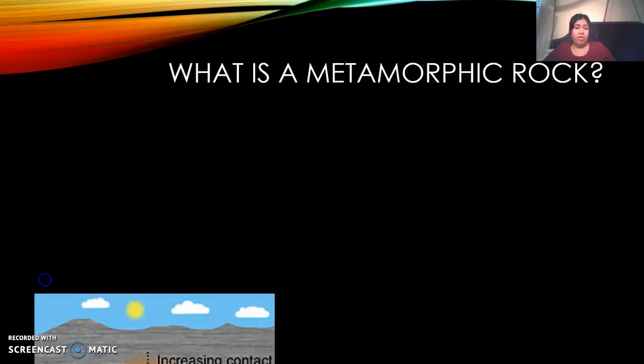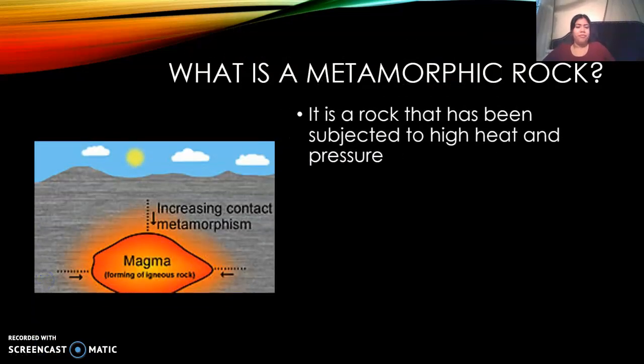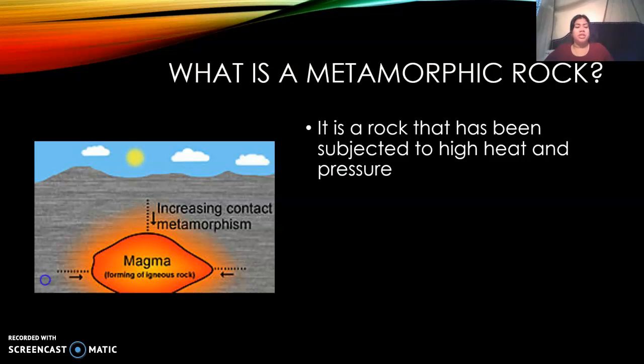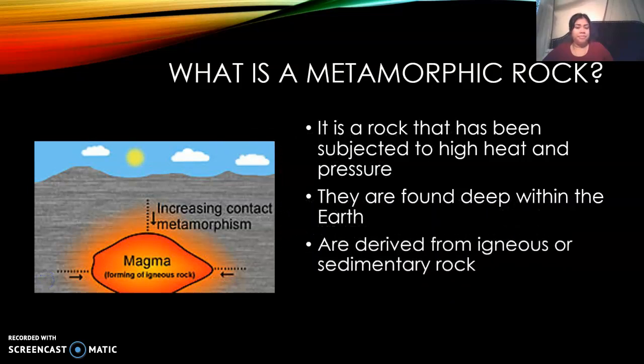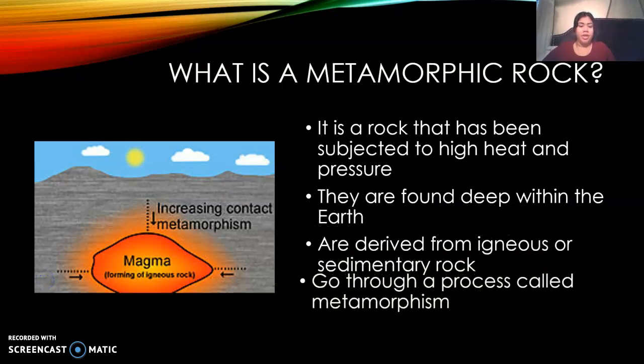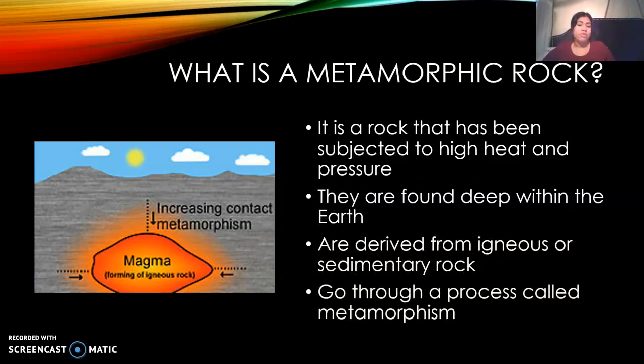So what is a metamorphic rock? It's a rock that has been subjected to high heat and pressure. They're found deep within Earth. They're derived from igneous and sedimentary rock, and they go through a process called metamorphism. And as you can see on the side over here, there is a picture of magma deep within Earth, and it's showing where that increasing contact of metamorphism is causing this process of metamorphic rock.